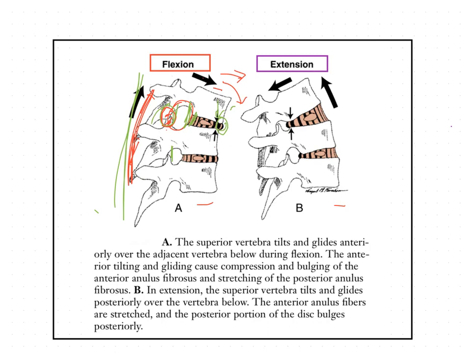The reverse is going to happen in extension. Okay, in extension what will happen? There is a posterior tilting and gliding of the superior vertebra on the inferior vertebra. And if you see, the intervertebral foramen is narrowed and the spinous processes move close to each other.